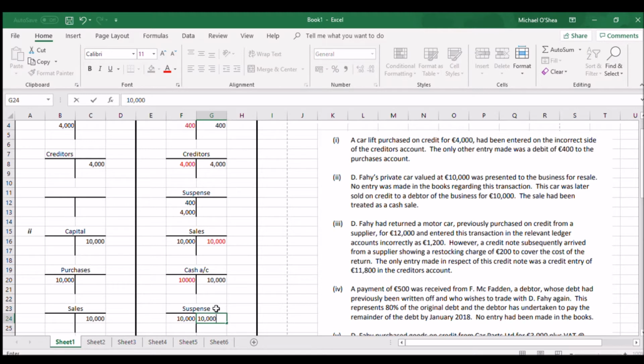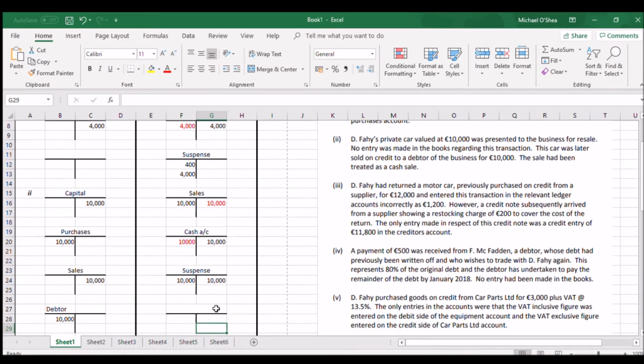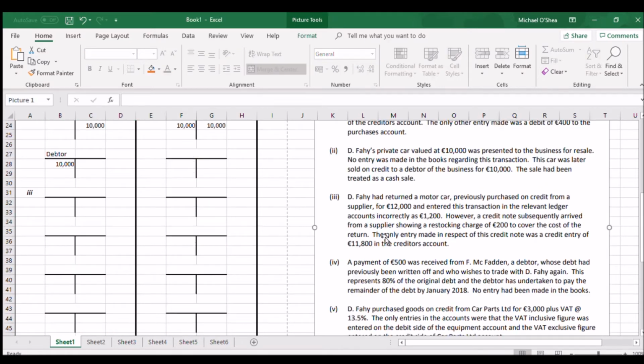They're going to cancel each other out, so there'll be nothing left in the suspense account. It's note number 2. Note number 3. Fahy had returned a motor car previously purchased on credit from a supplier for 12,000.